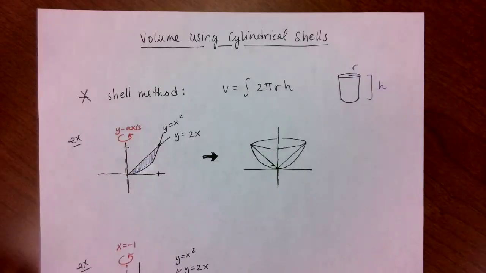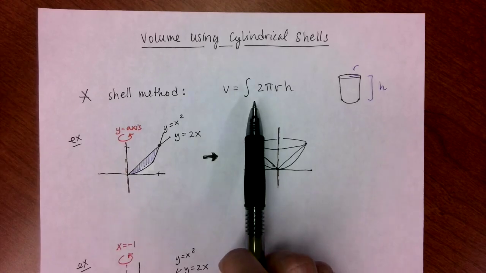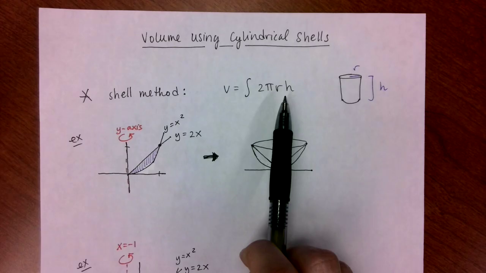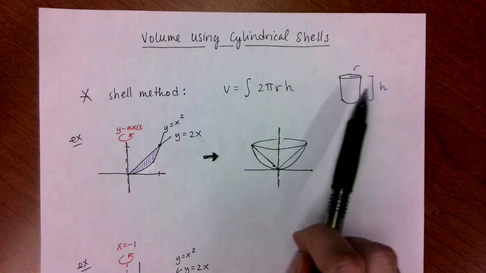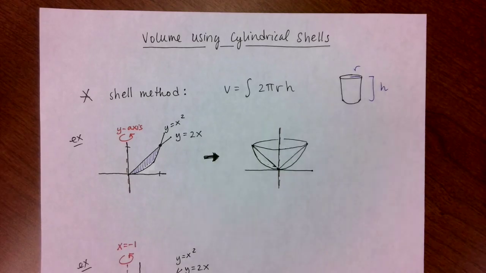Let's talk about computing volume using the method of cylindrical shells. So the formula for the cylindrical shell method is to integrate 2 pi r h, where r and h are the radius and vertical height of this cylinder that we're going to place into each of our shapes.